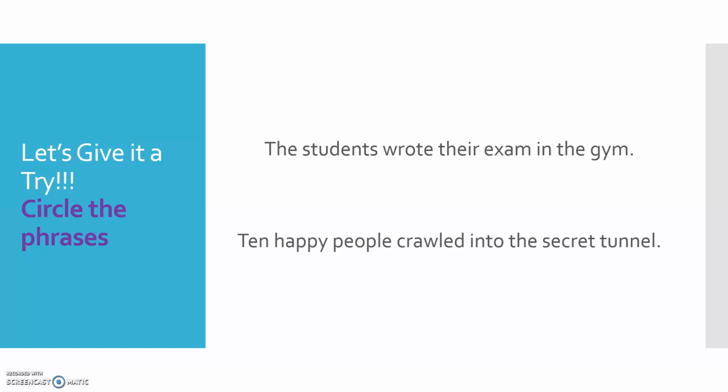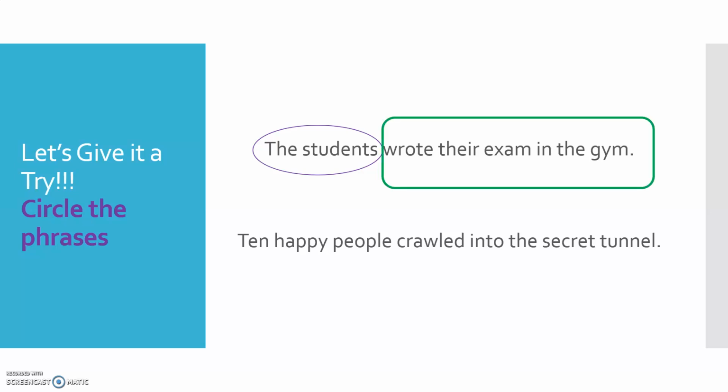So I'm going to start with the first one. I imagine what just jumps right out at you as needing a circle around it is the students. The students is the phrase that marks the main entity involved in this event. That's the subject of the sentence. And then that means that the rest of the sentence, wrote their exam in the gym, is what we call the predicate of the sentence. And this is the basic structure. This is kind of the starting point for analyzing sentences. The starting point is to break it down into subject plus predicate.